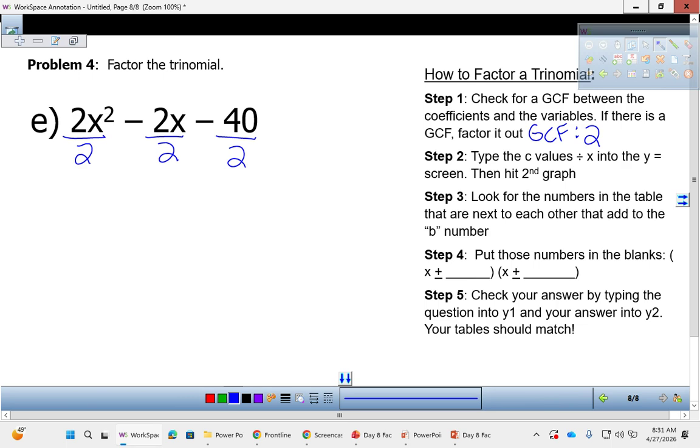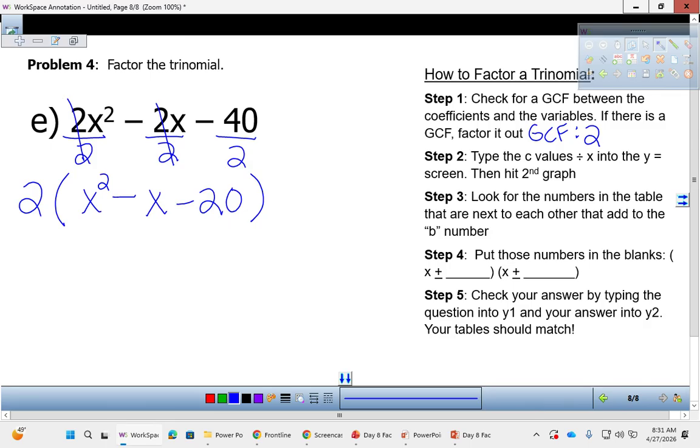All right, so 2 divided by 2 is 1. I'm not going to write that. I'm just going to write x squared. The 2's cancel out. Minus 2 divided by 2 cancels out. I just have x. Negative 40 divided by 2 is negative 20. Don't forget, when you divide out a GCF, it doesn't disappear. It goes to the front.